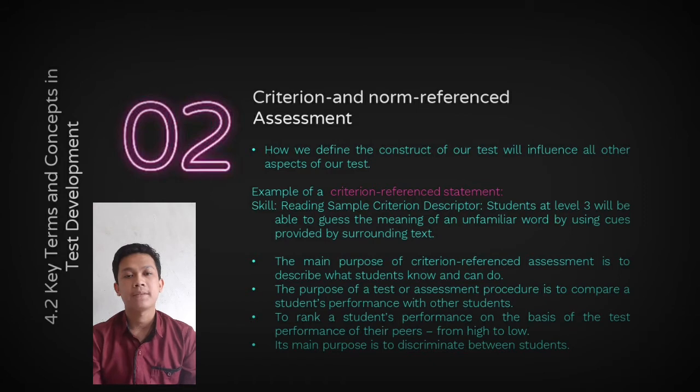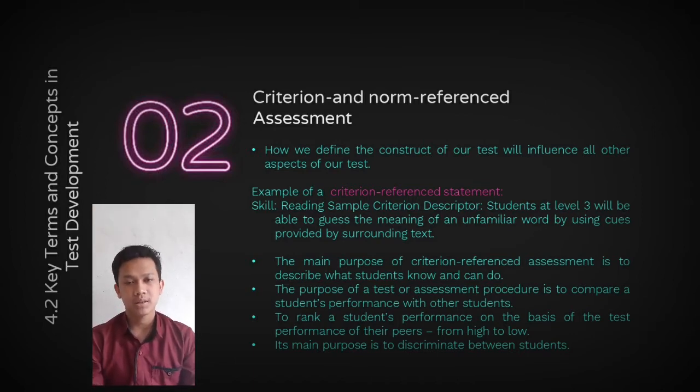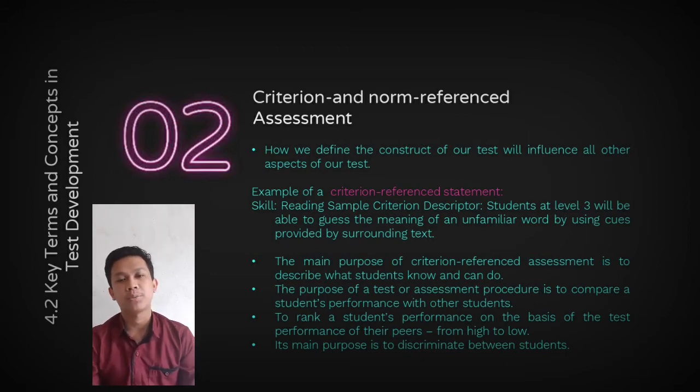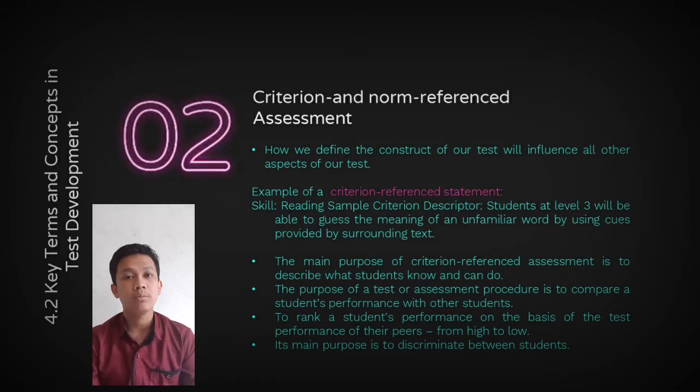What are they? Then here, the main purposes of criterion reference assessment is to describe what students know and can do. Then compare a student's performance with other students, or to rank a student's performance on the basis of the test performance of their peers. For example, from high to low. And this is related to a test or assessment procedure called norm reference assessment, to discriminate between students.